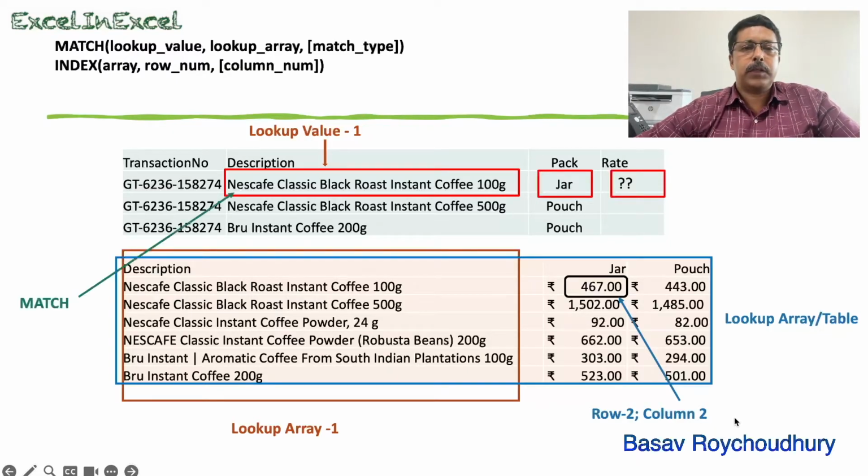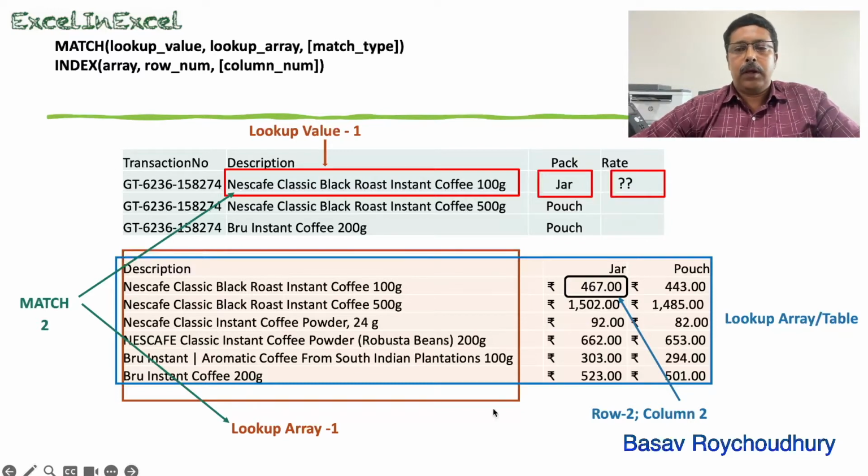So using this as the lookup value and this as the lookup array, we would get the result as 2, because the Nescafe Classic Black Roast Instant Coffee appears in the second position. I want to repeat what I just said. If we had used a VLOOKUP, we would get the value, but I did not need the value here. I needed the position. Why? Because if I know the position, then I can use the INDEX function and figure out what the value is exactly at that position.